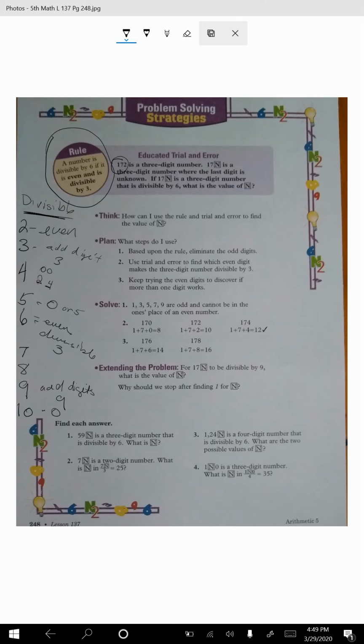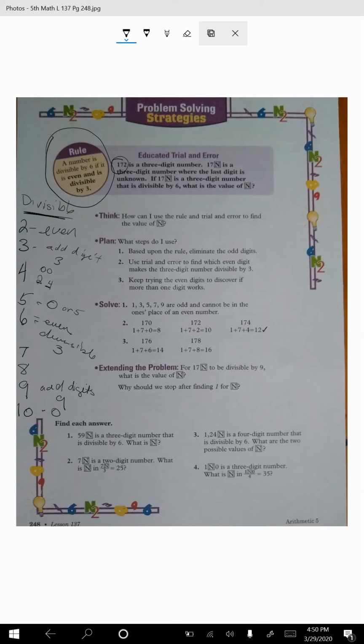Okay, now let's go back to our problem. Over here, where it says the rule, it's just to remember that a number is divisible by 6 if it's even, and it's divisible by 3. All right, so we have a number here, 172. It's a 3-digit number. We have ones, tens, and hundreds.